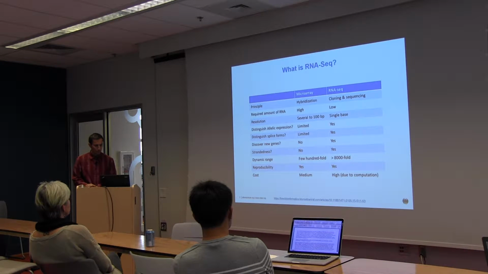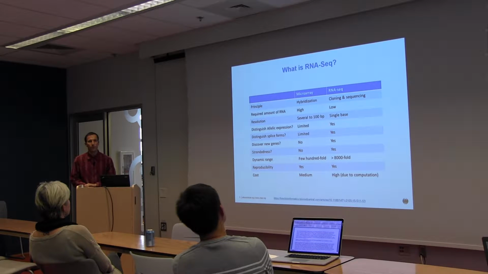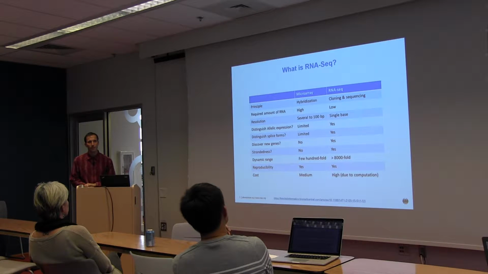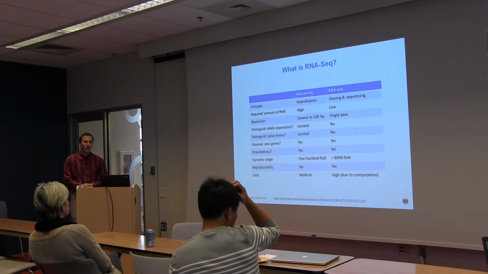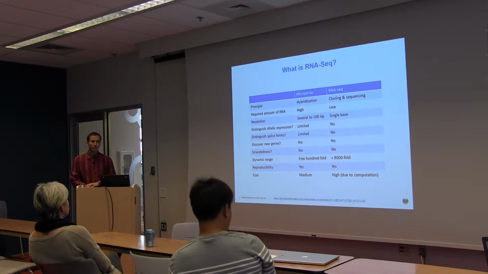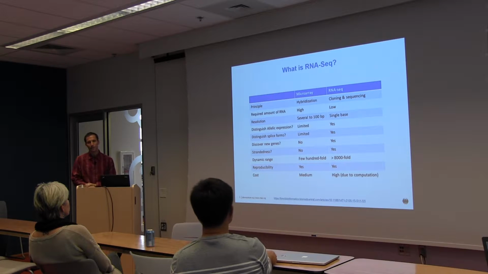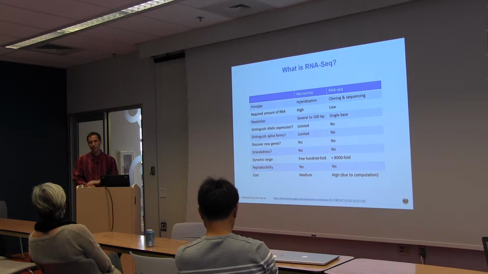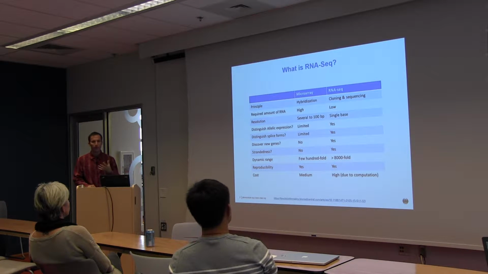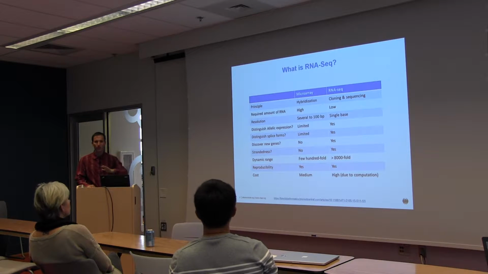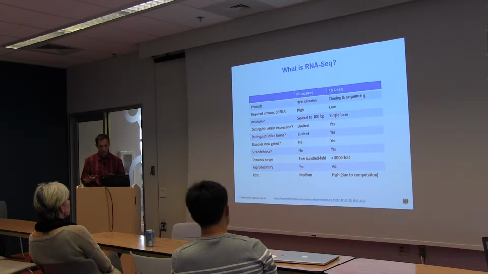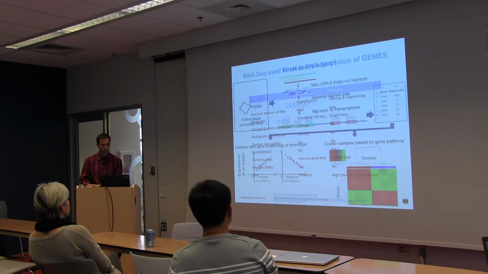So at the highest level, you can think of RNA sequencing as a microarray, but with a lot of additional features. Instead of looking at the intensity of a dot on a screen to get the amount of information for a gene, it's actually sequencing individual nucleotides. I'm not going to go through all the differences, but it's basically similar, though you get a lot more information.